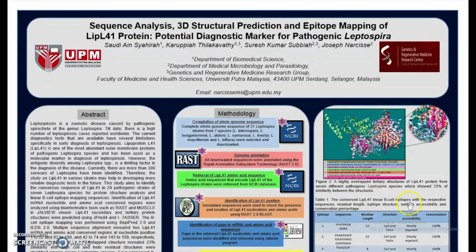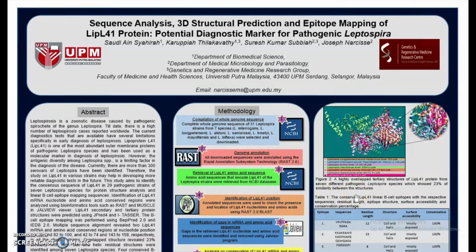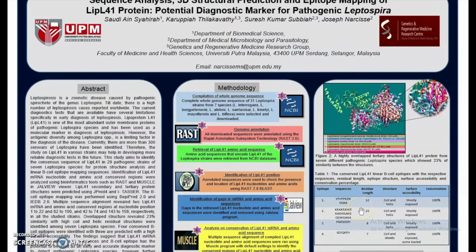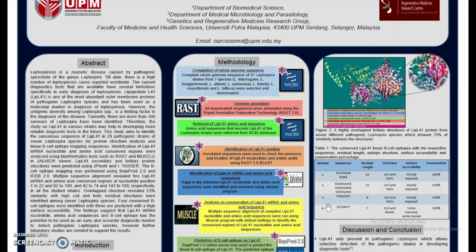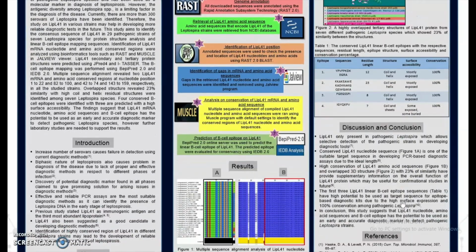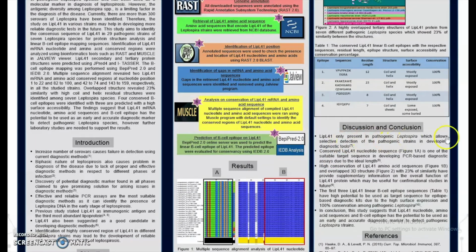Moving on to the overlap tertiary structure of LipL41 protein, a highly overlapped structure was identified with 23% of similarity between all the structures of 7 different pathogenic Leptospira species. And this Table 1 showed 4 predicted LipL41 linear B-cell epitope sequences with various residual length, epitope structure, surface accessibility, and similar conservation percentage. So, from this study, LipL41 is only present in pathogenic Leptospira, which allows selective detection of pathogenic strains in developing diagnostic tools.